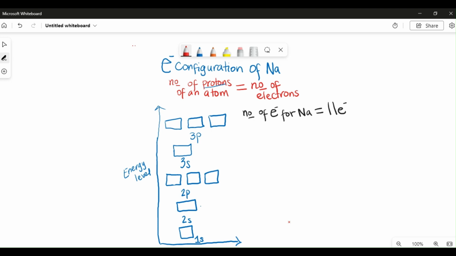So today we're going to be working on the electron configuration of sodium atom. So the first thing you have to do, whenever you're given a question like this, is to determine the number of electrons in the atom.